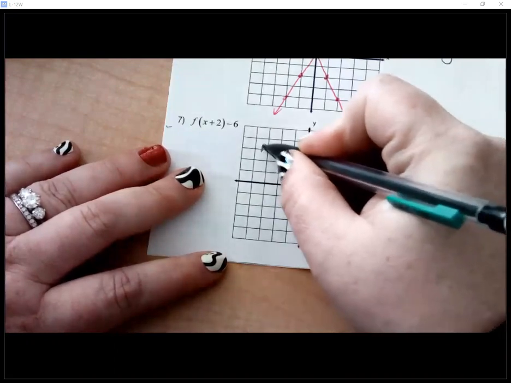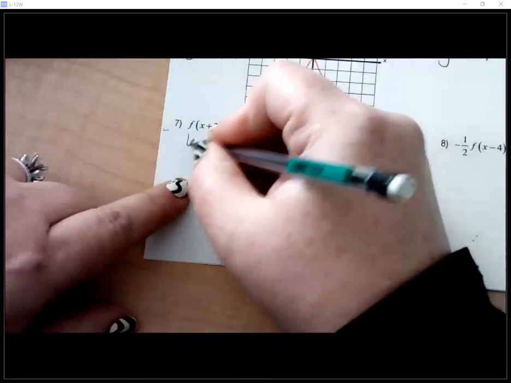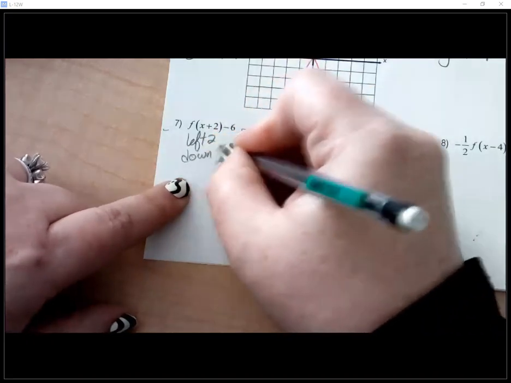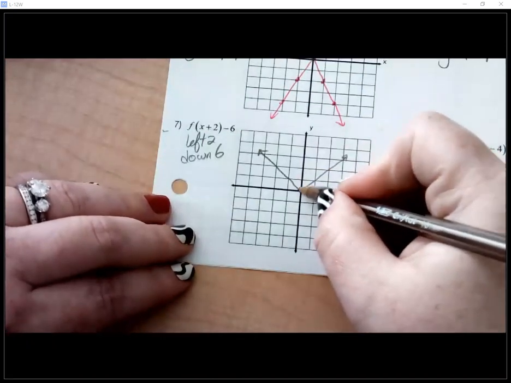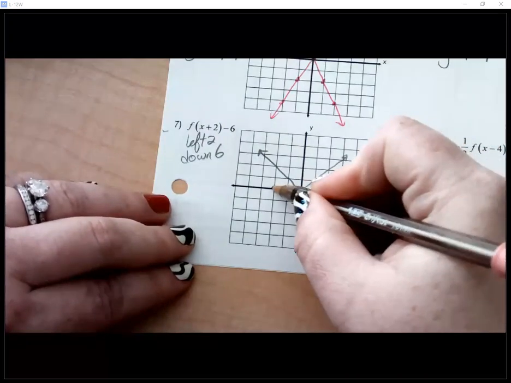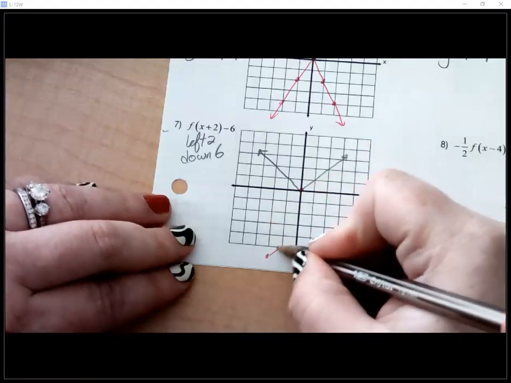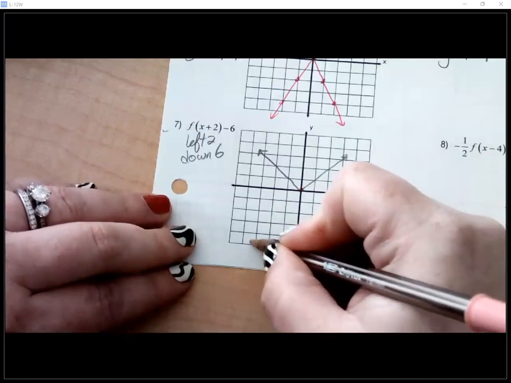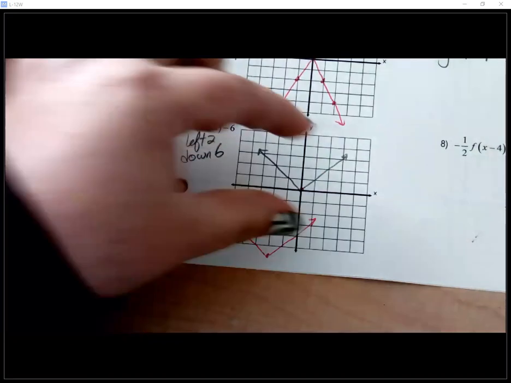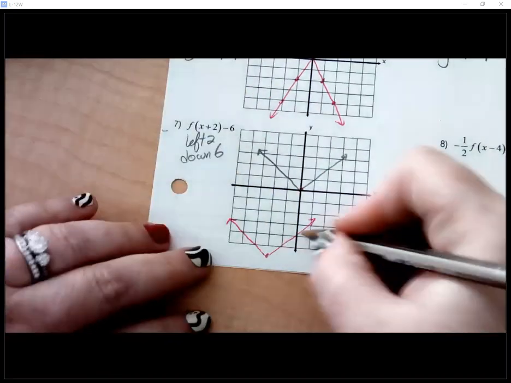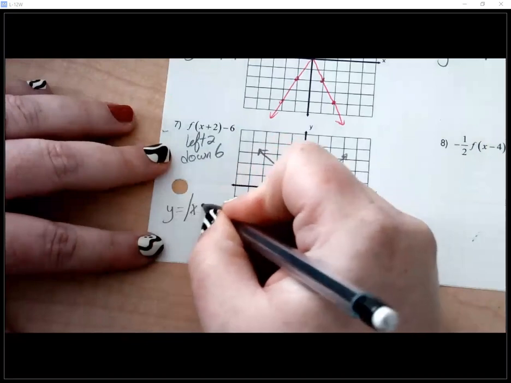So there's my parent. I'm going to take each point and go left 2, down 6. Since this one's not too bad, I'll do it at the same time. I always start with the vertex. Left 2, down 6. And then I just follow my slope up 1 over 1 from there, because my slopes didn't change at all. Those branches still have the slope of +1 and -1. So if I were able to pick that V up and move it left 2, down 6, there it would be. So what would this function look like? It would be y equals the absolute value of x plus 2 in there, and then a -6 on the end.